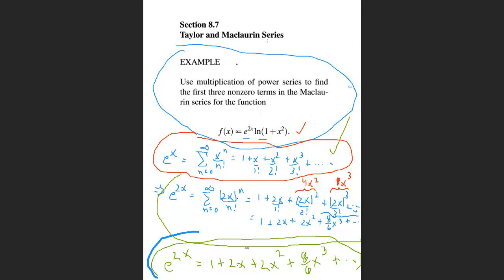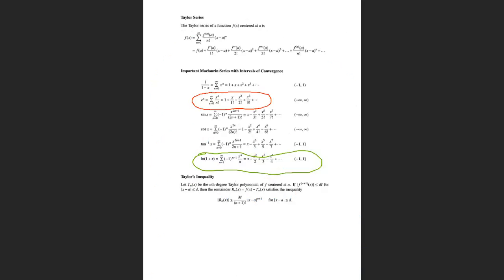Now remember, they tell us we only want the first 3 non-zero terms in the Maclaurin series. So, let me show you how we do this then.